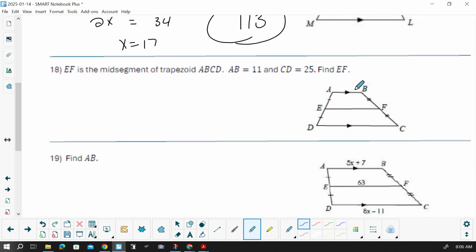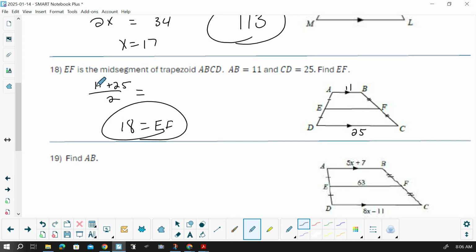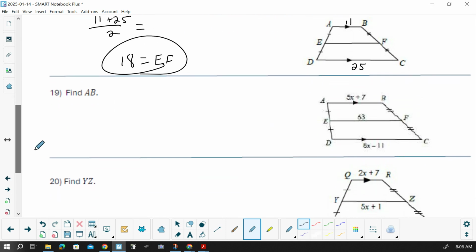Number 18, AB 11, CD 25, find EF. 11 plus 25 divided by 2 is going to be EF. 11 plus 25 is 36 divided by 2 is 18. So EF is 18, right? We just add the two bases together and divide by 2 to get that mid-segment.